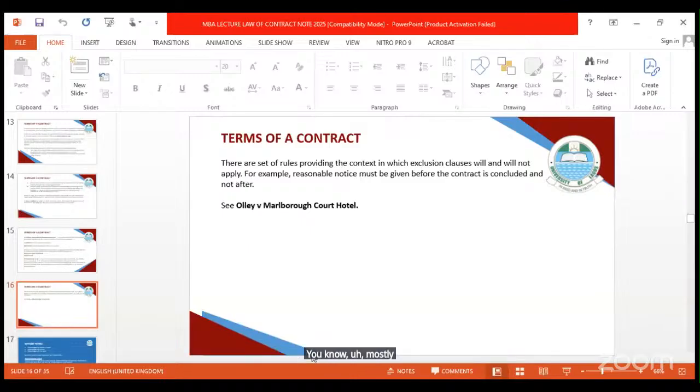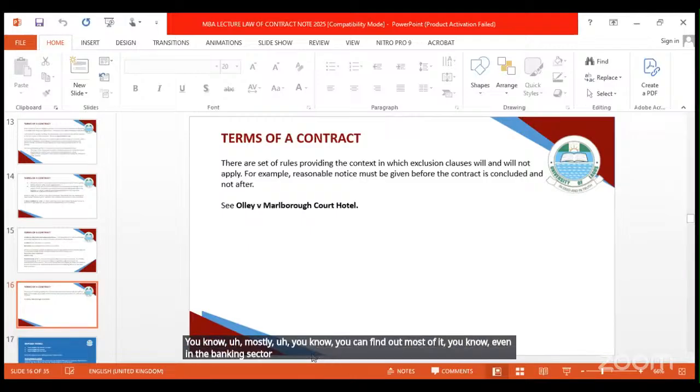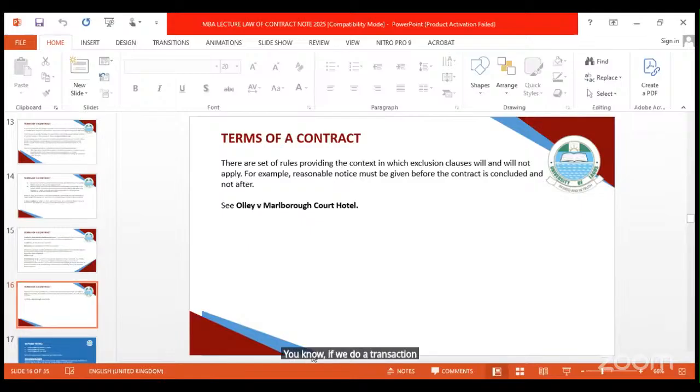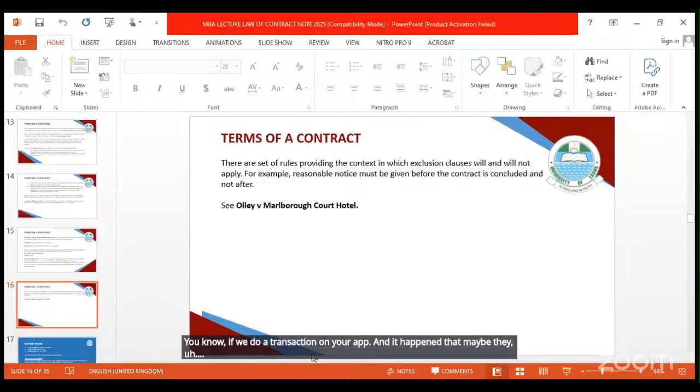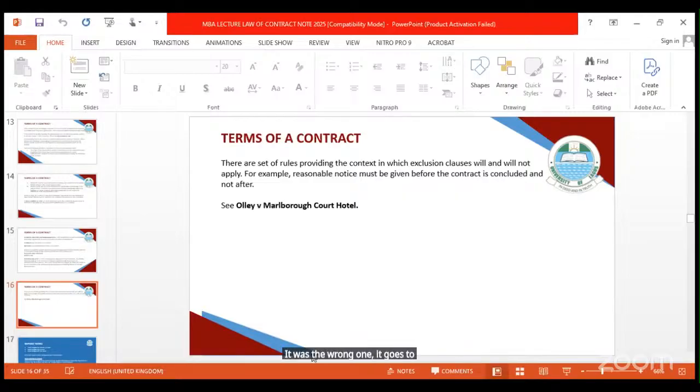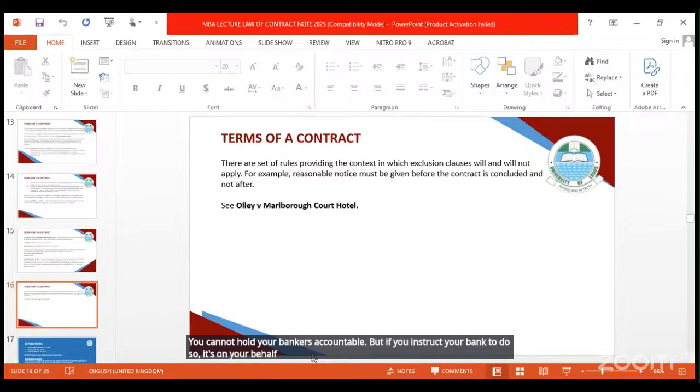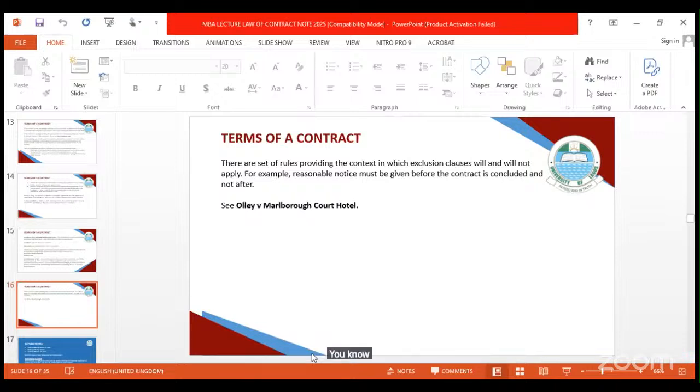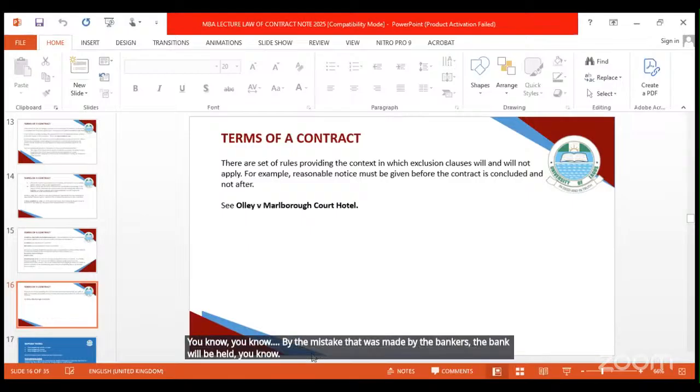Mostly, even in the banking sector, if you do a transaction on your app and it happens that it was the wrong one, it goes to the wrong person, it was a fraudster, you cannot hold your bankers accountable. But if you instruct your bank to do such on your behalf, and the mistake was made by the bankers, the bank will be held accountable. So there are many exclusion clauses.